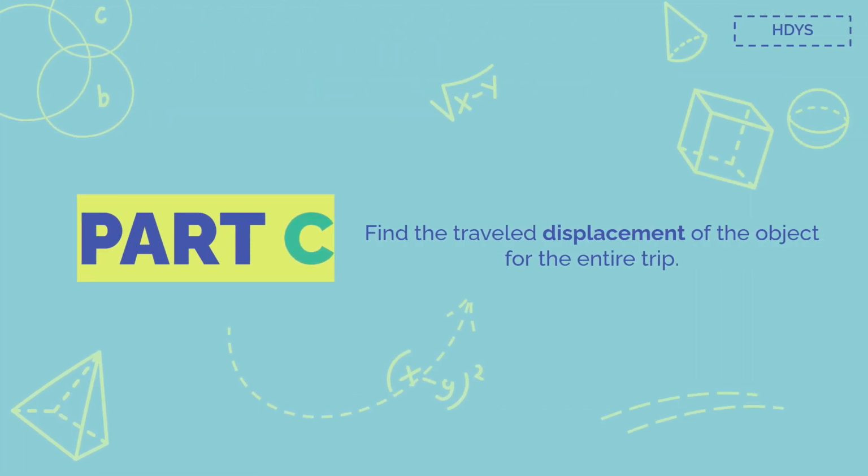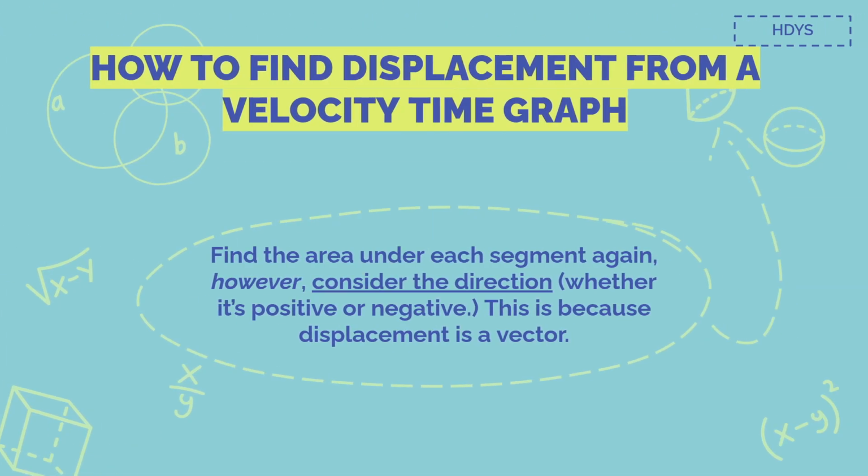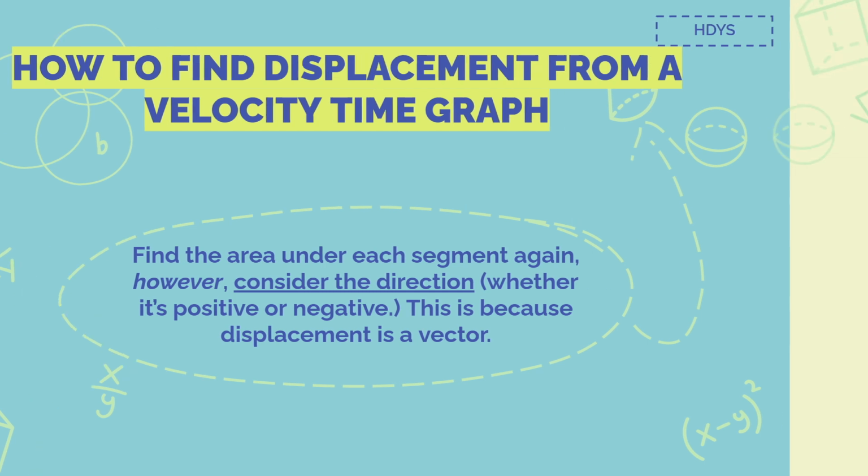Part C. Find the travel displacement of the object for the entire trip. So now, how do we find displacements from a velocity time graph? We do the same exact thing, where we find the area under each segment. However, we consider that direction, whether it's positive or negative. And this is because displacement is a vector, so magnitude and direction are considered.